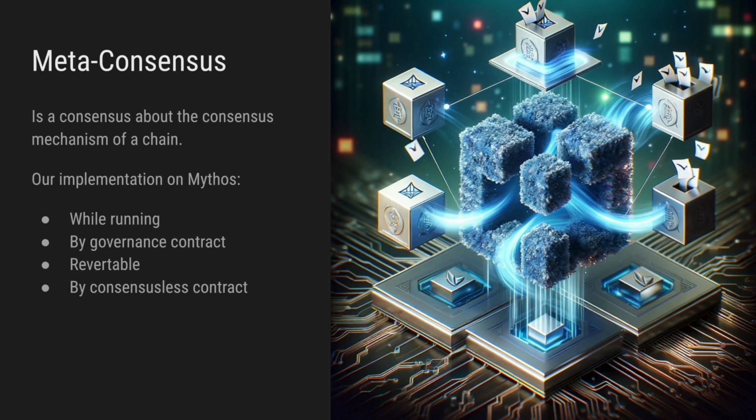Meta-consensus is a type of consensus about the consensus mechanism of a chain. Consensus about consensus. And our implementation on Mythos allows for live meta-consensus while the chain is running. Done by governance contract, it is revertible, and it is done by using consensusless contracts or meta-consensus contracts. This is a major innovation for blockchains and something that nobody else has.